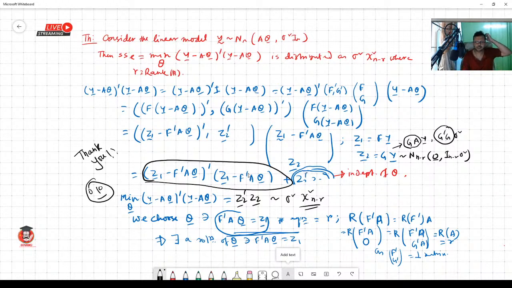See, this portion is 0, so that means the minimum over θ is nothing but z2 prime z2, and z2 follows a multivariate normal, an n minus r dimensional normal distribution, with mean vector 0 and dispersion matrix I n minus r sigma square. So that means z2 prime z2 follows chi square with n minus r degrees of freedom.